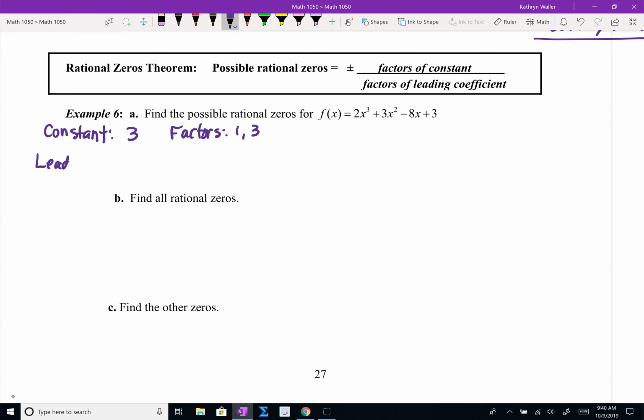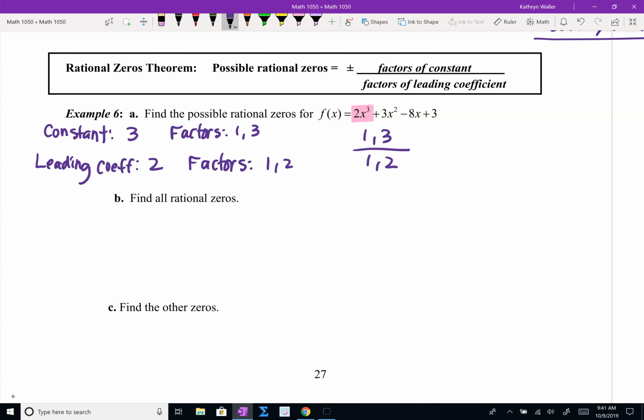Okay, now write down the words leading coefficient. Do you see how the biggest exponent is a 3 right there, guys? And then do you see in front of that, the coefficient is a 2? So our leading coefficient is a 2. It's not always the first thing, it's the number from the biggest exponent. So the factors, the numbers that go into 2, are 1 and 2. So now what you do is you take the factors of the constant, which are 1 and 3, and you put them under the factors of the leading coefficient, which are 1 and 2.